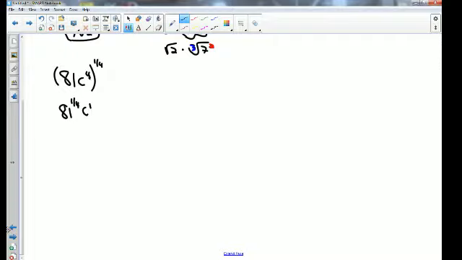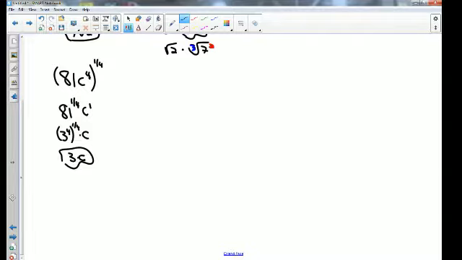How do we know that? 81 is 3 to the 4th, right? So 3 to the 4th is 81. We can now multiply those to get 3c. We're done. Much more simple than before. Again, just an exercise in algebraic manipulations. Right?